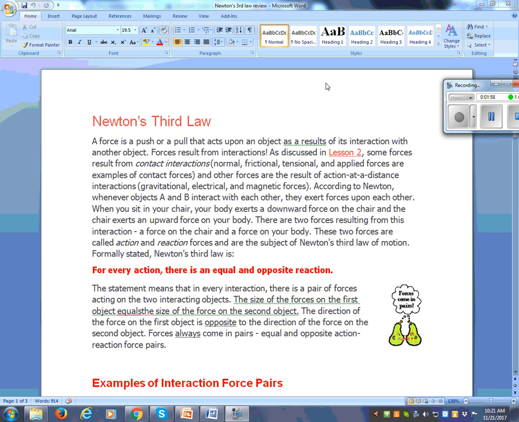Okay, so if I drop the balloon, how come it falls? Gravity. So that is a non-contact force.